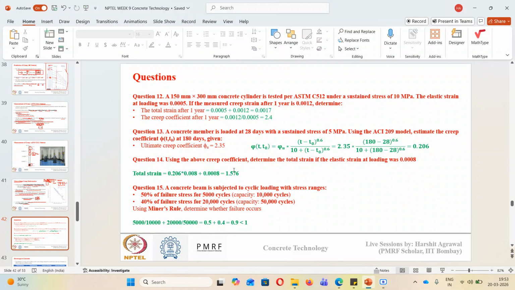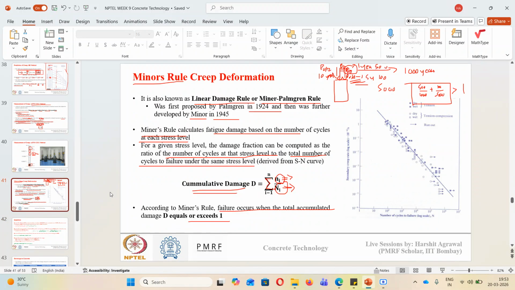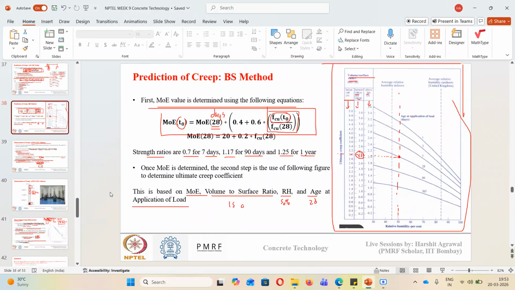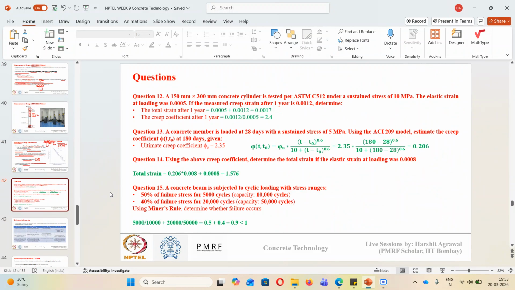These numericals are very simple. It is just the application of formula. So I request everyone to go through the numerical discussion again, all the Miner's rule, the measurement part and the prediction part, and then solve these questions by yourself once more. If there is any question in the assignment also, it will be very easy for you to solve if you remember the relationships properly that are there in the ACI code and in Miner's rule.